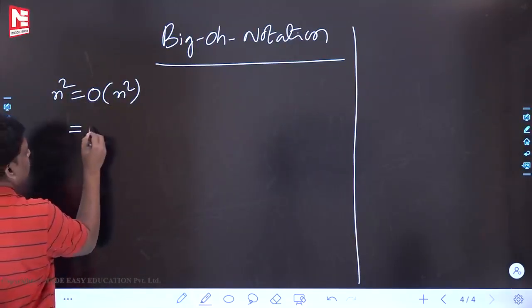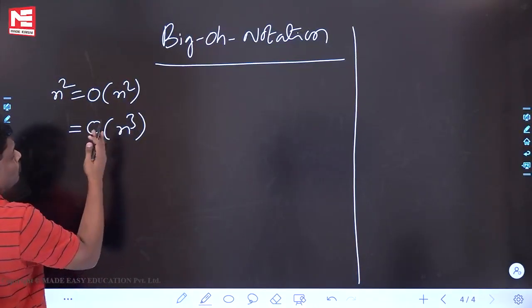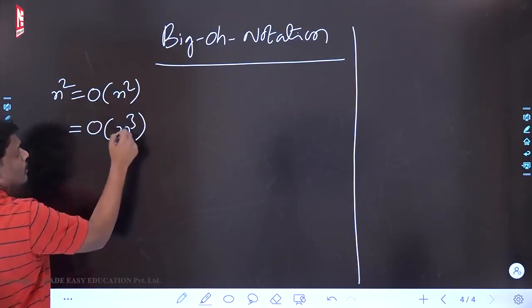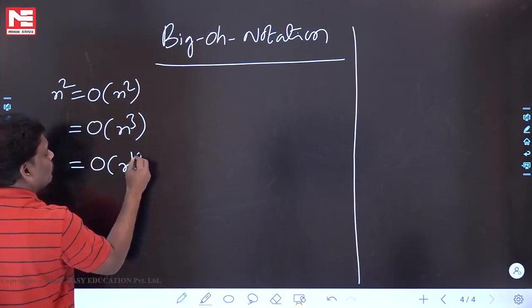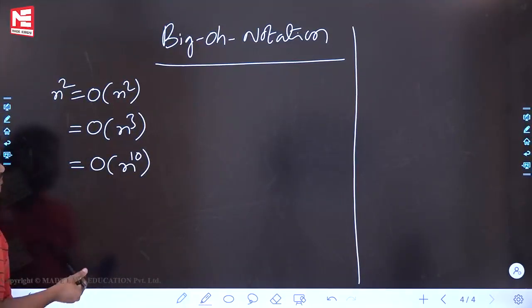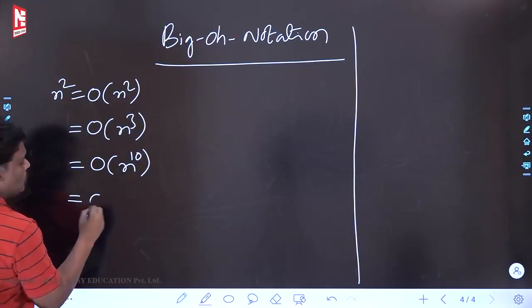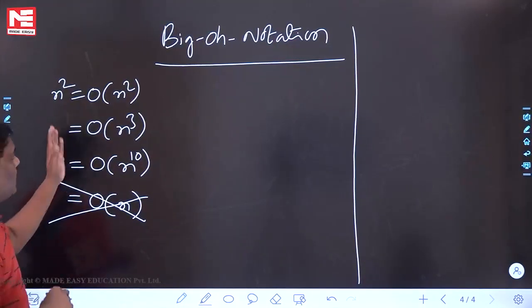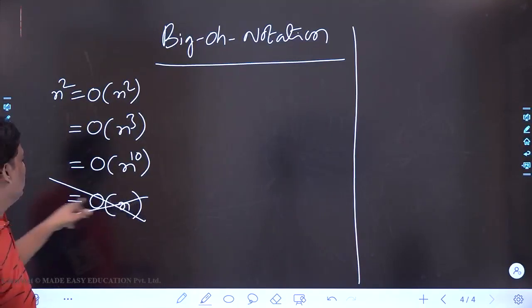Next one, n square is big O of n cube. Is it right or wrong? Of course. What is the meaning of big O? The right side will be greater or equal. It is equal, that is fine. Greater also okay, fine. Next one, what about this one? N square is big O of n power 10. That is also right. If you are comfortable until now, what about this one? N square is big O of n. This is wrong. Big O means the right side will be greater or equal. So the right side is not greater or equal. That is the reason it failed.